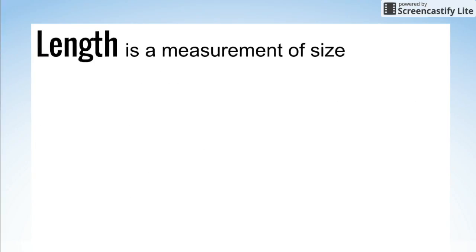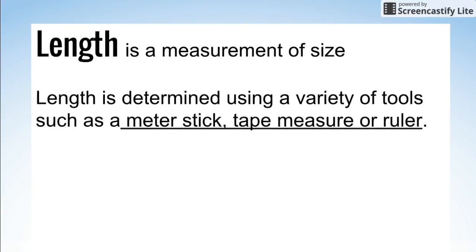Our last item is the length. Length is a measurement of size. You're probably familiar with the measurement of length. Length is determined using a variety of tools. For example, you may use a meter stick, a tape measure, or a ruler.